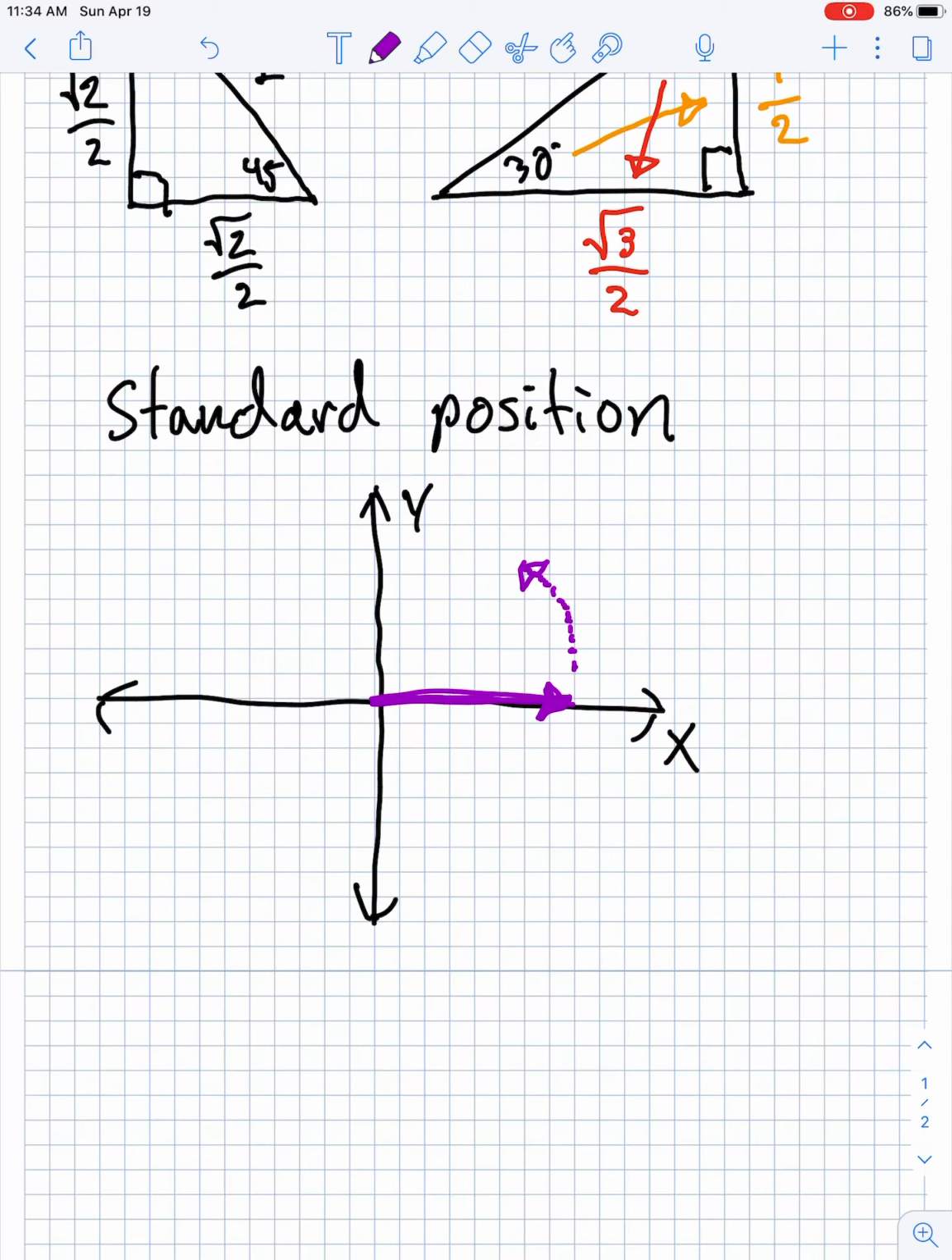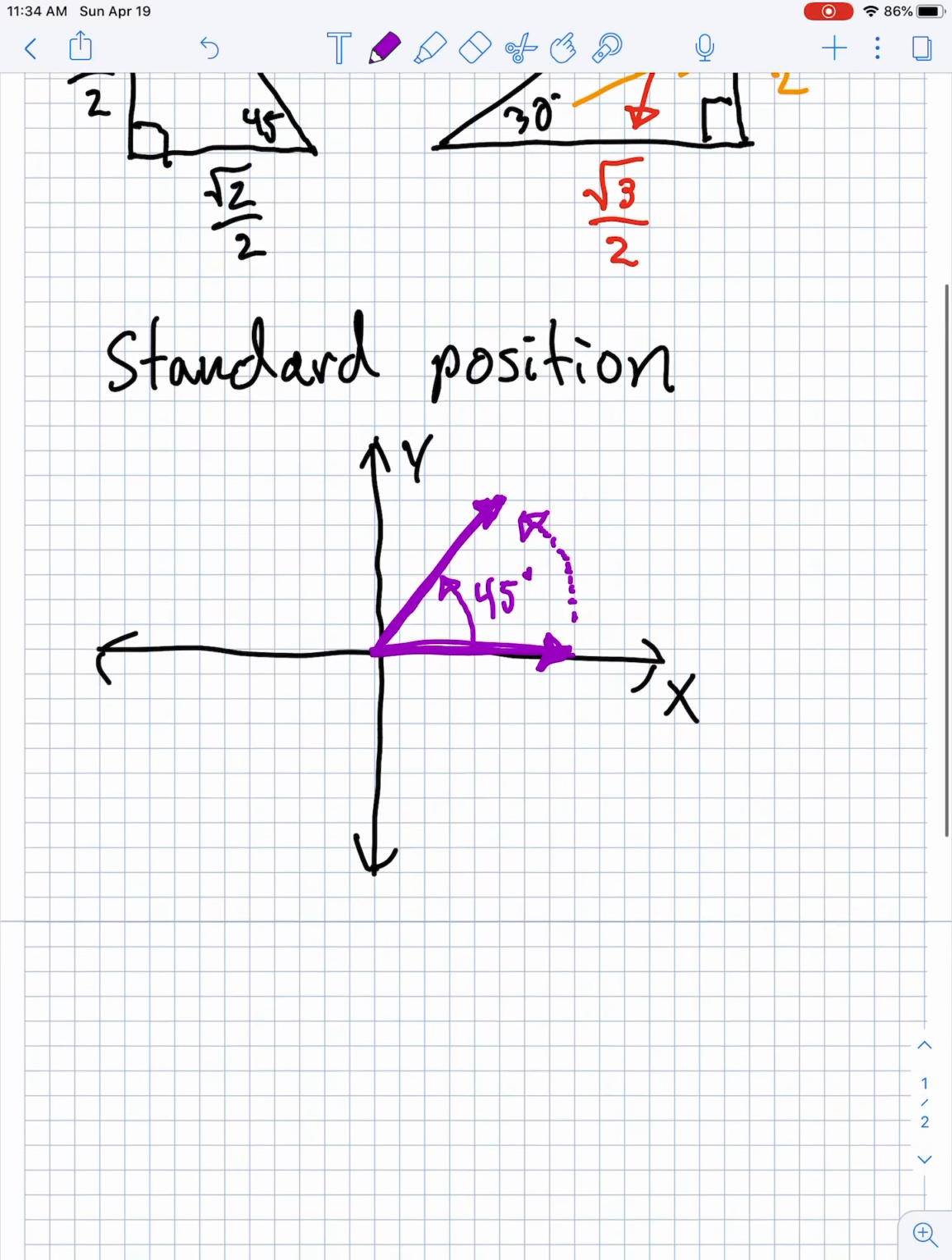So if somebody asked you to graph a 45-degree angle in standard position, you do your best estimation of a 45-degree angle right here, and it starts on the positive x-axis and then opens up this way, counterclockwise. So that's a 45-degree angle in standard position.